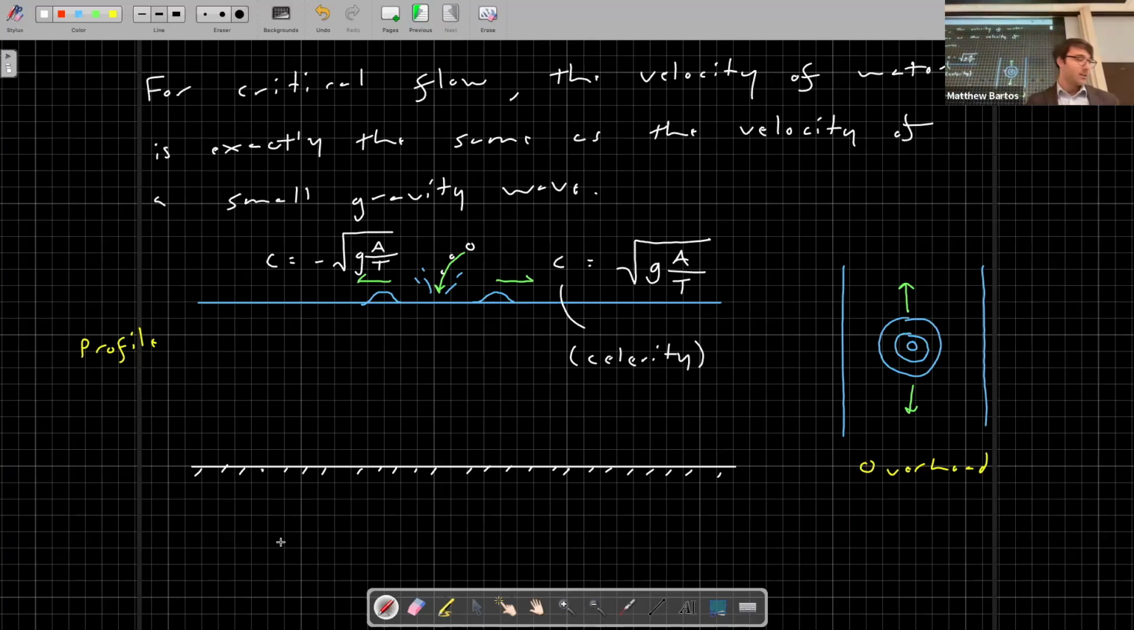So let's take a look at the Froude number. The Froude number is equal to U, the velocity of the water, times the square root of T divided by the square root of gA. And if we take this T in the numerator and move it to the denominator, we get U, the velocity, divided by square root of g times A over T.